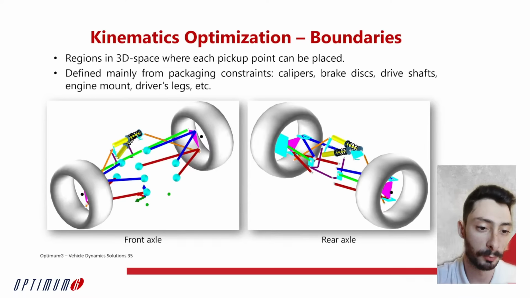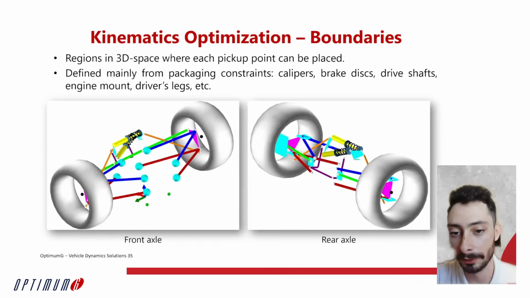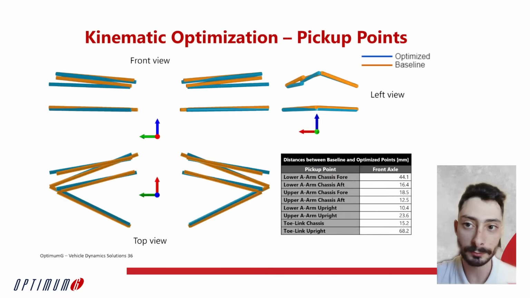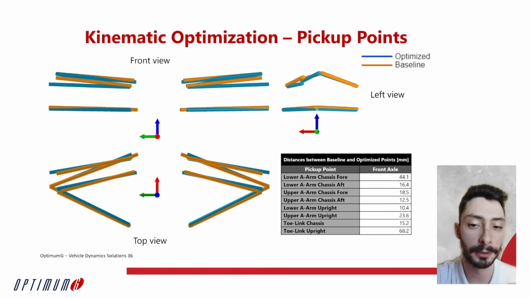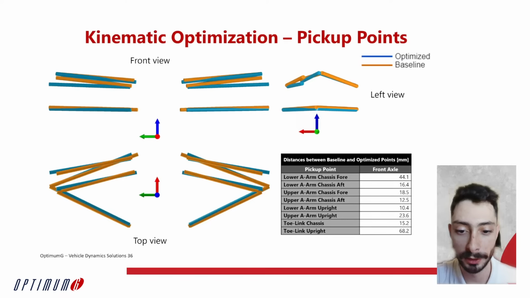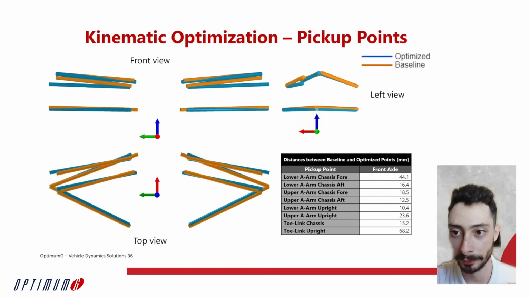And these are mainly defined from packaging constraints. So you need to have at least some idea of the final shape of your car to be able to define these, so that your suspension pickup points will not be clashing with, for example, your brake calipers, your brake discs, drive shafts, the gearbox, the engine mounts, the driver legs, and so on. And after that, we will set our kinematic curves as the input into our optimization algorithm. And what OptimumKinematics is going to be doing is that it's going to modify the different pickup points in order to try to get the car's behavior as closely as possible to the kinematic objective that we just found.